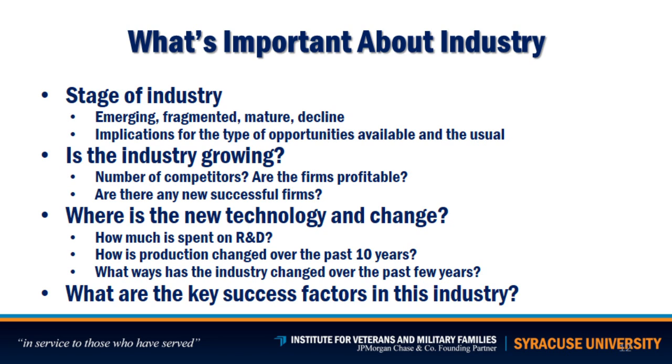So once you know what stage the industry is in, then you have to think about what implications this has for the type of opportunities that are available, and how you want to pursue this opportunity. Is the industry growing? If it's growing, you want to identify how many competitors there are, and also, are these competitors profitable? How many of them are profitable? How are they performing? What are some of the sales? And also, are there any new successful firms? And if yes, who are those, and what are they doing that makes them successful? Another thing you want to know about is where is the technology and what kind of change is happening there. How much do your competitors spend on research and development? How has the production been changing over the past 10 years? And how has the industry changed over the past few years? And what are some success factors that have been identified in the industry or industries that you're going to be dealing in?